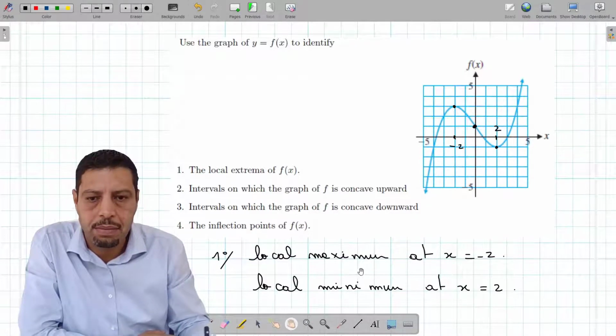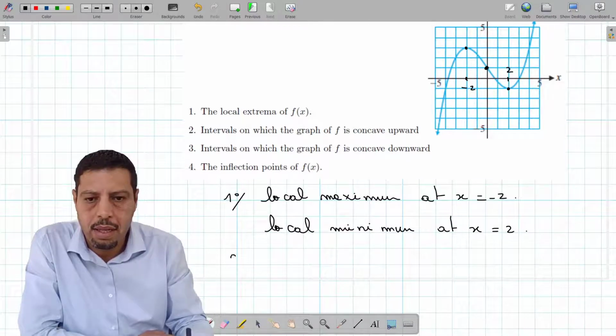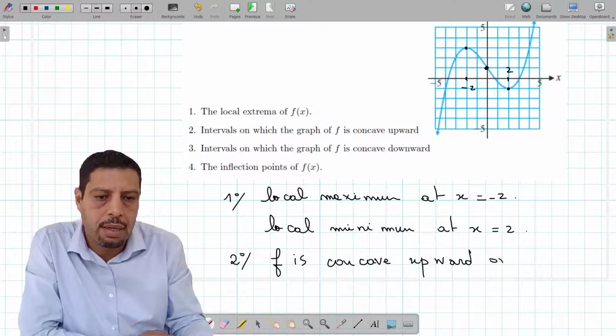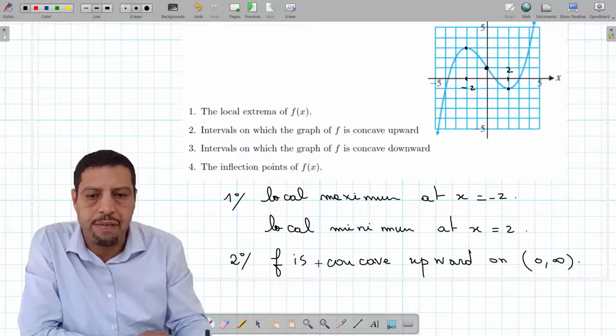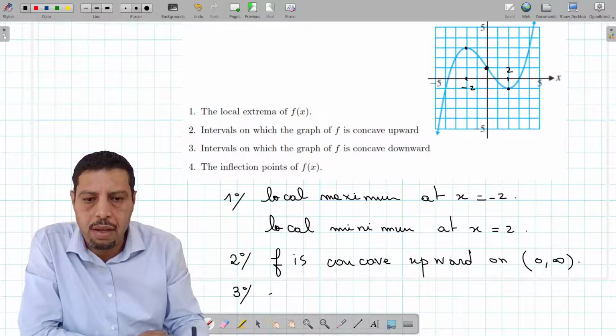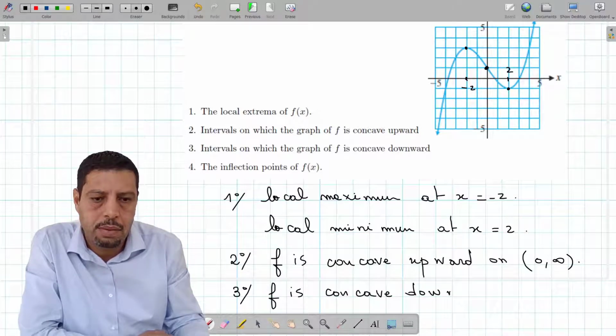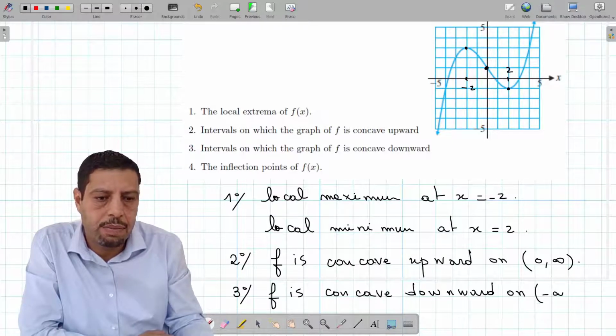So we're going to say that f is concave upward on (0, infinity), so starting from x equals 0 to infinity. Now third question, f is concave downward on (negative infinity, 0) on the left side.